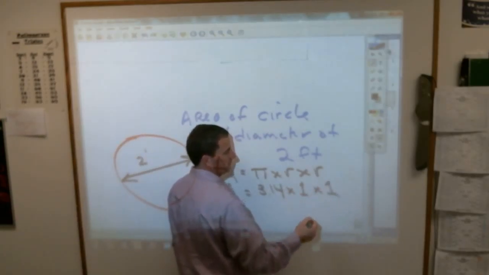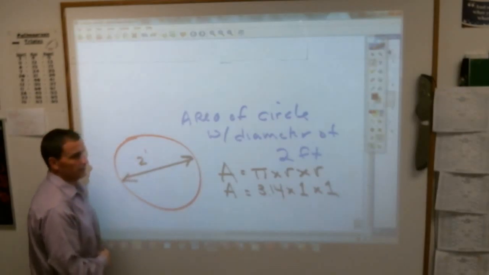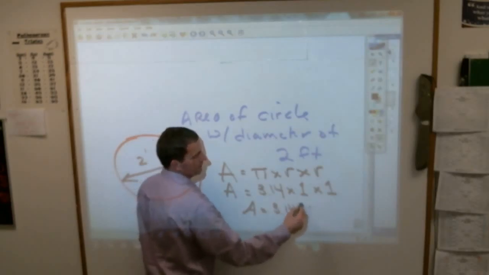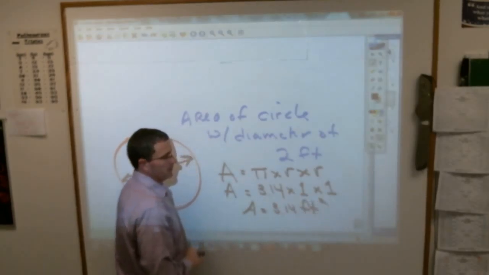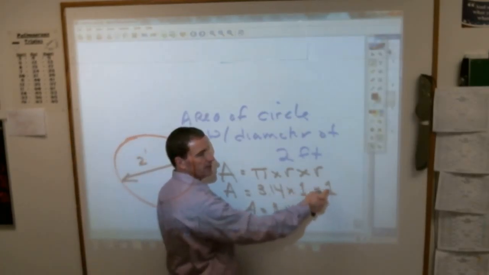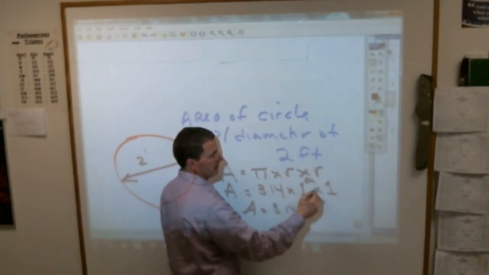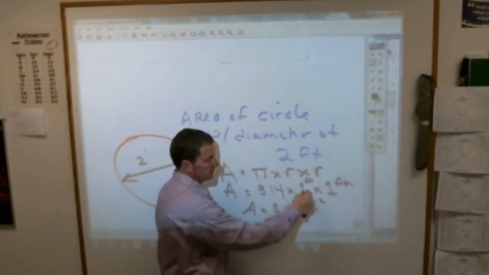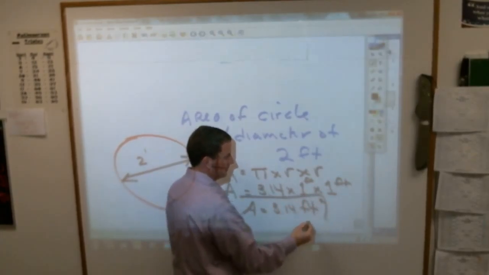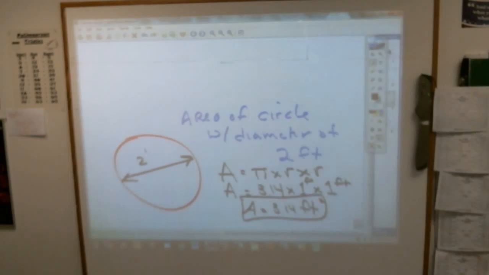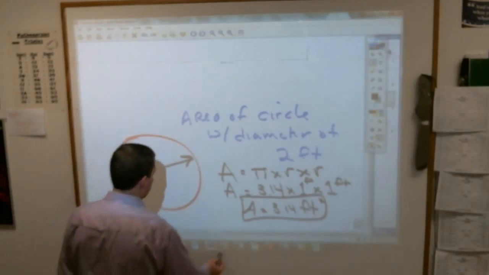And it doesn't get any easier than that math. What is 3.14 times 1 times 1? Area equals 3.14 feet squared. And why is it square feet? Because both of these ones are a measure of feet. It really should have been 3.14 times 1 foot times 1 foot. Foot times foot is feet squared. 1 times 1 is 1. And that, ladies and gentlemen, is how you do area of a circle. Isn't that exciting?